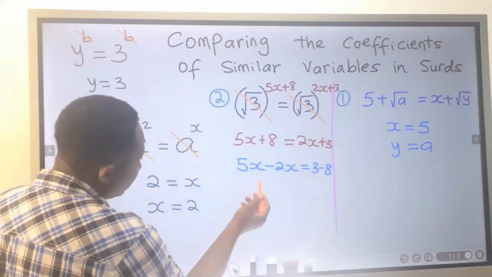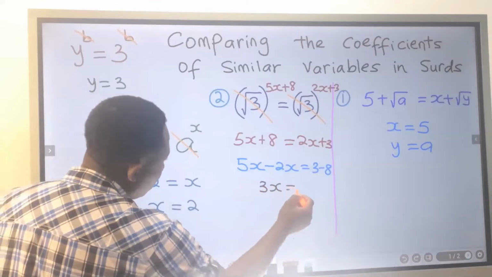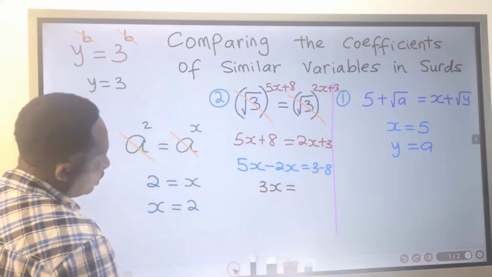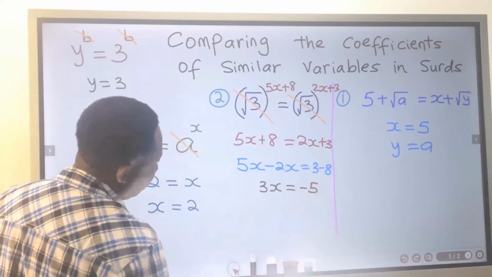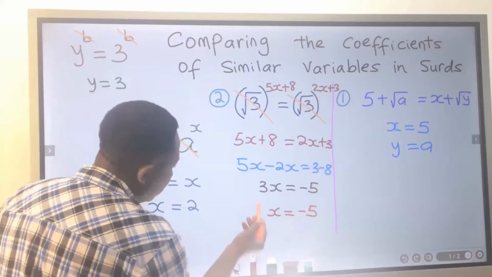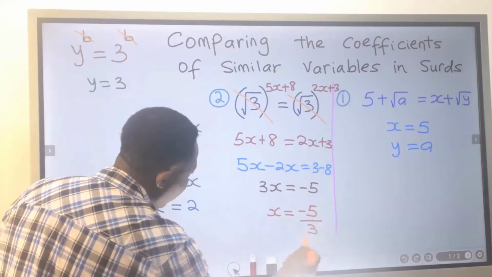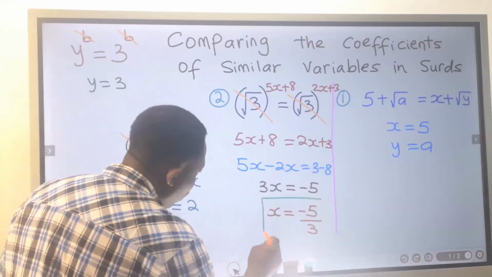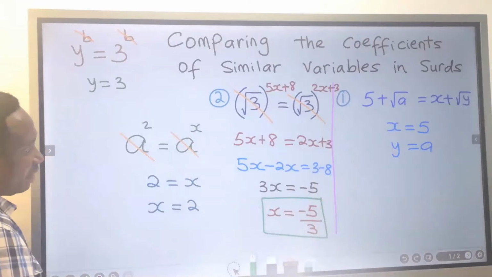Next, 5x minus 2x is 3x, and on the other side of the equal sign, 3 minus 8 is minus 5. 3 is multiplying. If it moves across, it will divide, and this becomes our answer. x is minus 5 over 3.